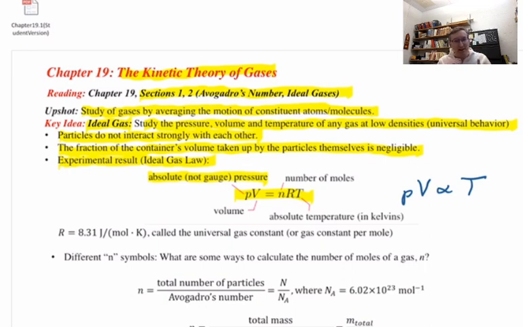We don't want that in the ideal gas model equation. We want the absolute pressure of the gas, the actual pressure from the molecules bouncing off the walls. That's important. The V there is the volume of the gas, which is the same as the volume of the container. That's what we really mean, the volume of the container that the gas is in.